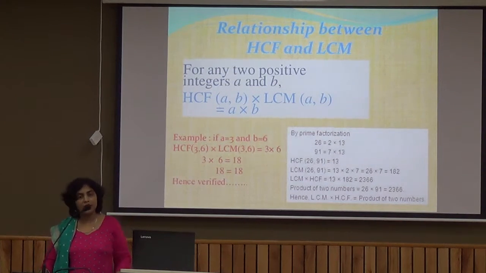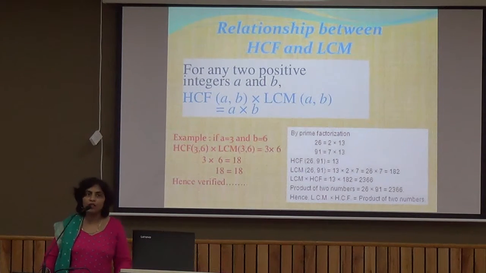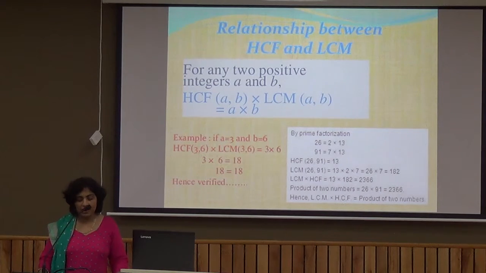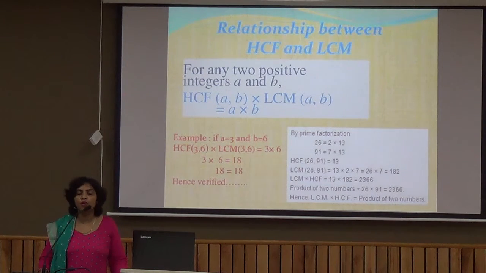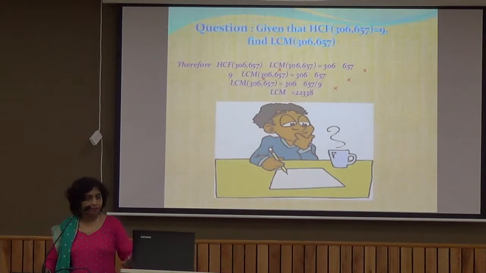And the product of LCM and HCF is 2366, and the product of 26 and 91 is also 2366. Please mind, students, this relationship holds only when you calculate the HCF and LCM of two numbers. It does not hold for three numbers.